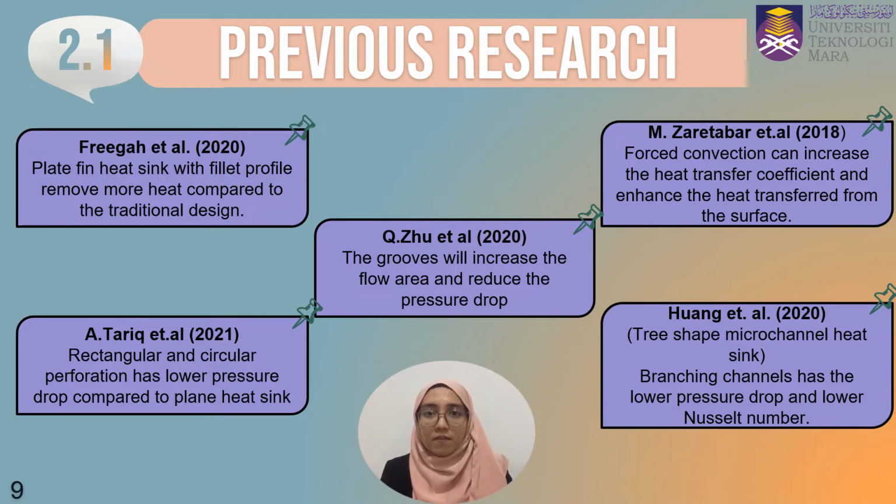After that, Zaretaba et al. found that forced convection can increase the heat transfer coefficient and enhance the heat transfer from the surface. Last one is Huang et al. It discussed tree-shaped microchannel heat sink and found that the branching channel has a lower pressure drop and lower Nusselt number.